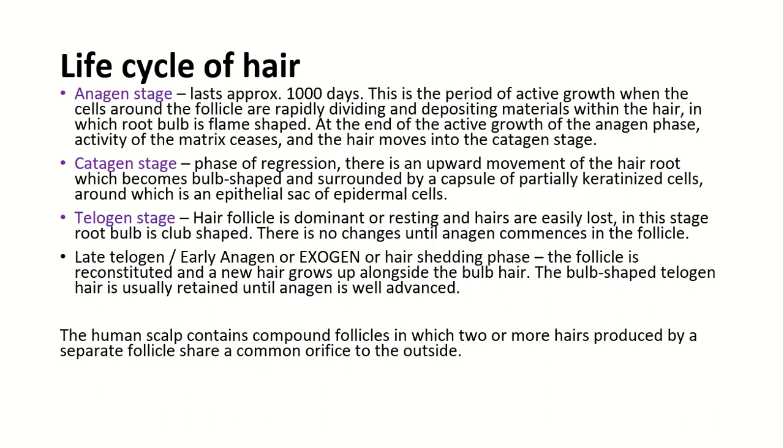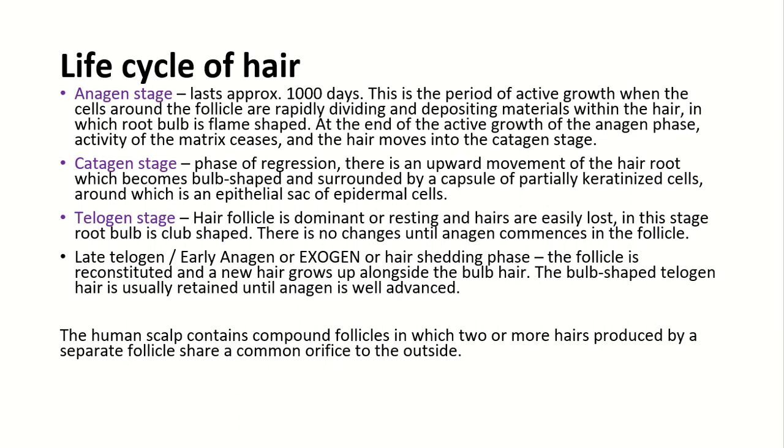Anagen is the period of active growth and it lasts up to 1000 days. The root bulb is in flame shape. Catagen phase is the phase of regression. The root is bulb shaped. Telogen stage is the stage of resting where the hair follicle is dormant and hairs are easily lost. The root bulb of hair in this stage is club shaped. Late telogen, early anagen or exogen phase is the hair shedding phase.